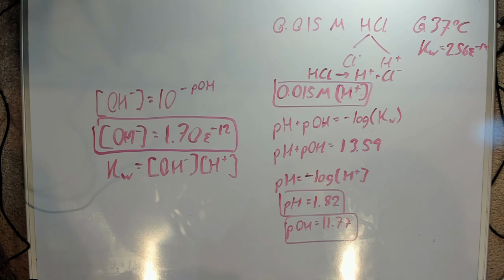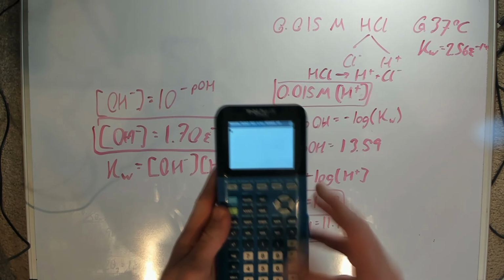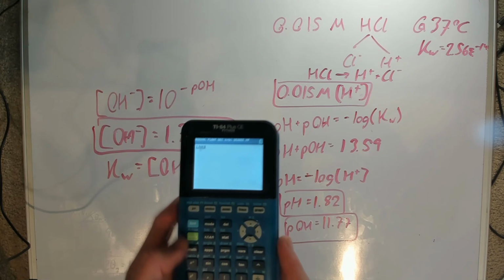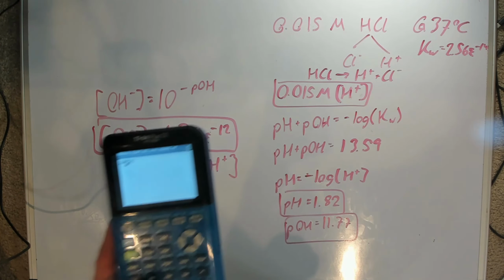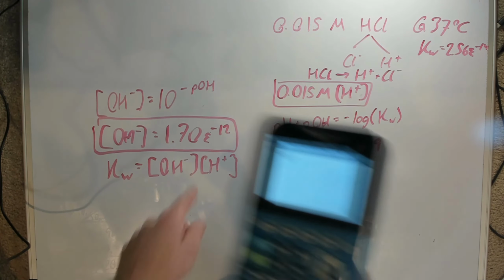If we get a number super close to it, that would be good, because we're not going to get the exact same answer, because again, this pH here is a rounding estimate. So we should get a number very close. So if we do Kw, 2.56 e to the negative 14th, divided by our H plus, 0.015, we should get a number very close to that.